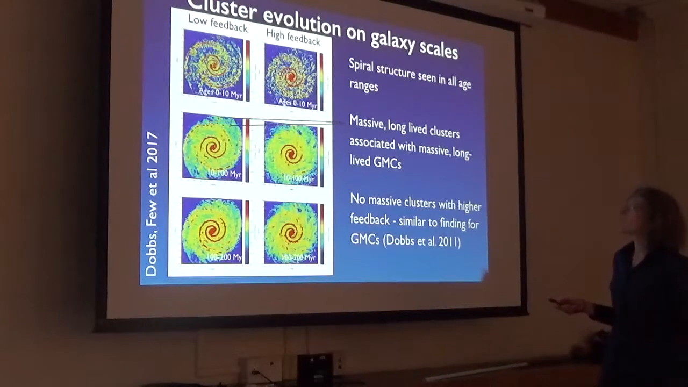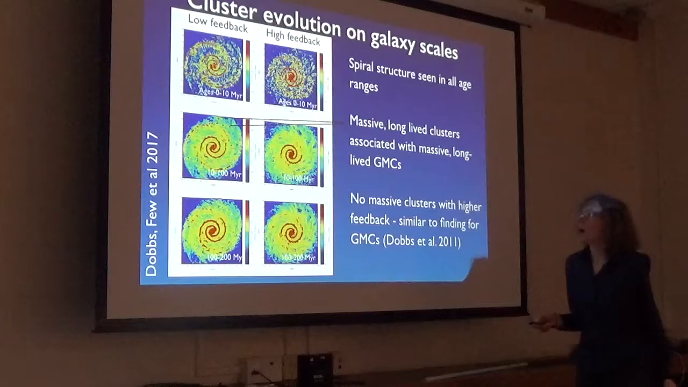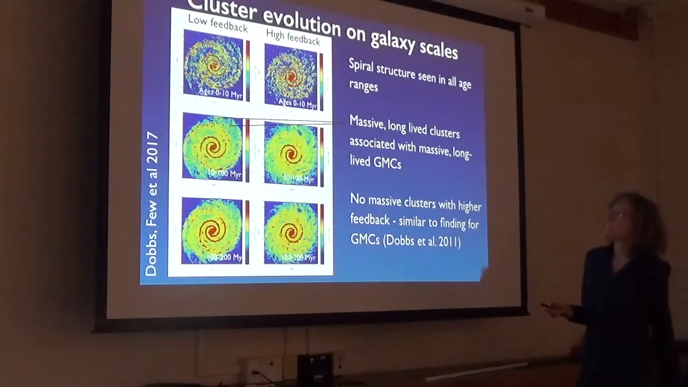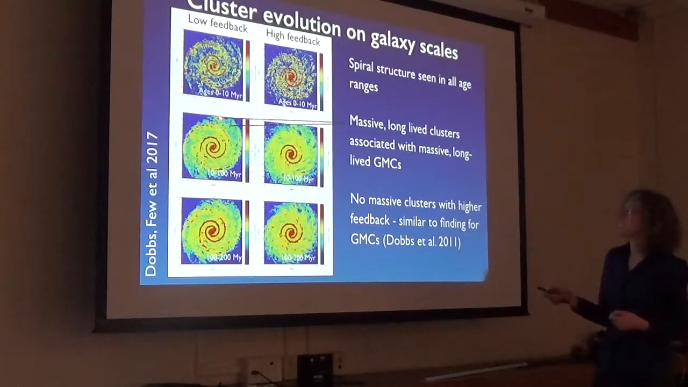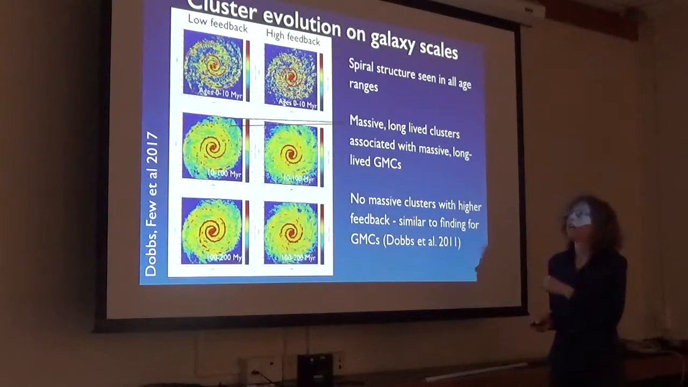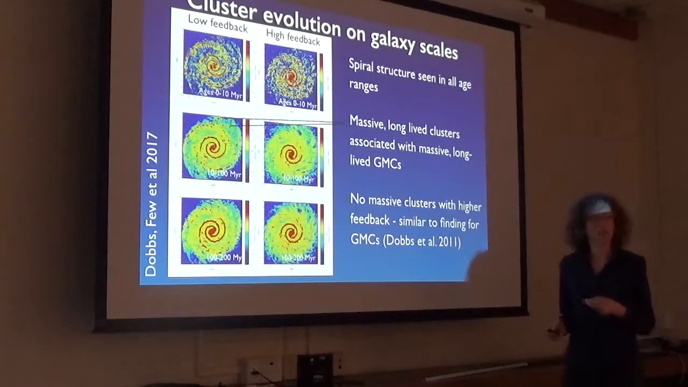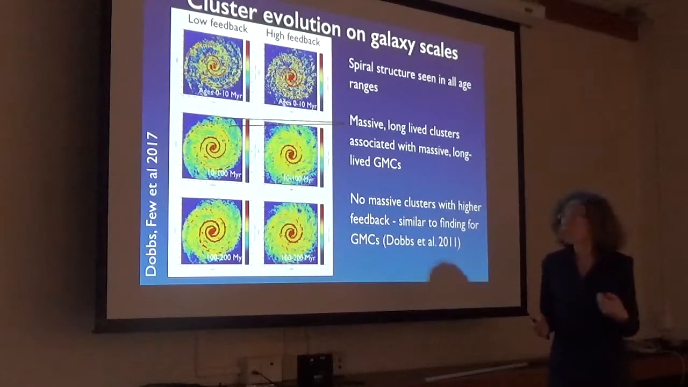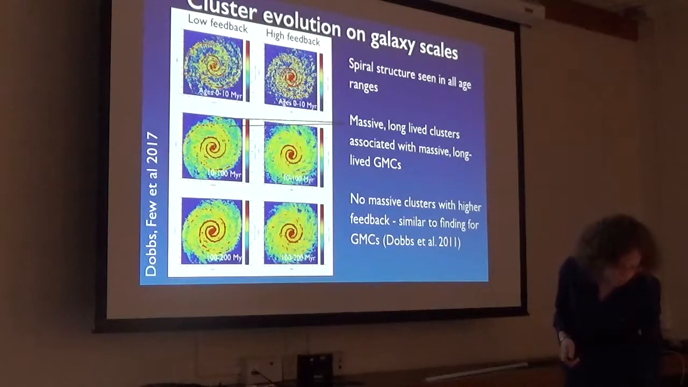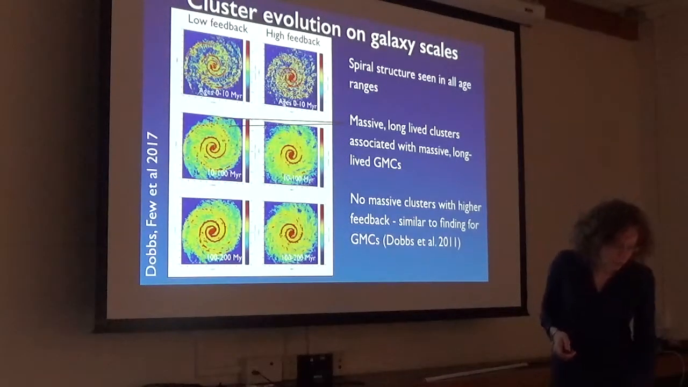Another thing that we noticed was that in the low feedback case, we get these sort of dense areas in the stellar density maps of quite massive clusters, and these are associated with very massive GMCs. In this case, these were objects where the stellar feedback is quite low, and it's not able to disperse the clouds. So the stars just keep forming, and you get a very massive cluster. But with the high feedback model, these massive clusters didn't occur.